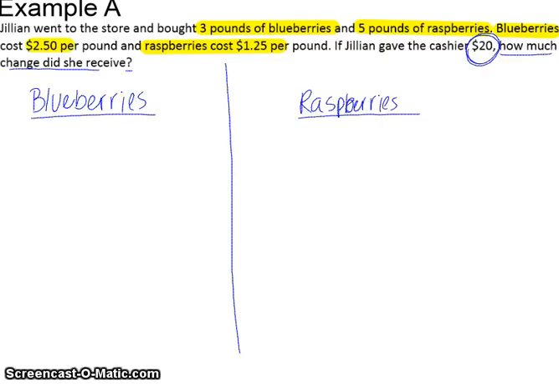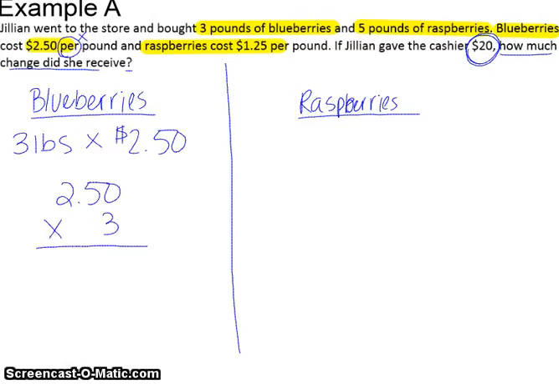So let's look at 3 pounds of blueberries. I have 3 pounds of blueberries. And then it says my blueberries cost $2.50. Remember, this word per tells me to multiply. So when I see the word per, I need to multiply. So I'm going to take these two and multiply them together. So I have $2.50 and I multiply that by 3.